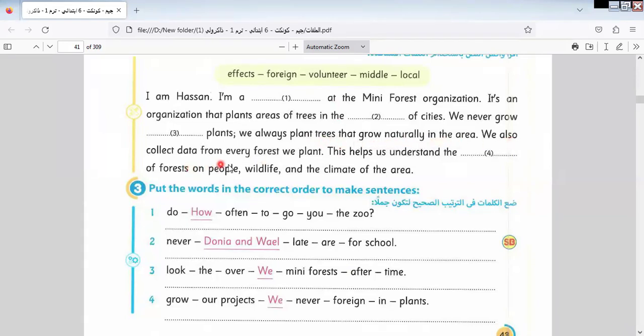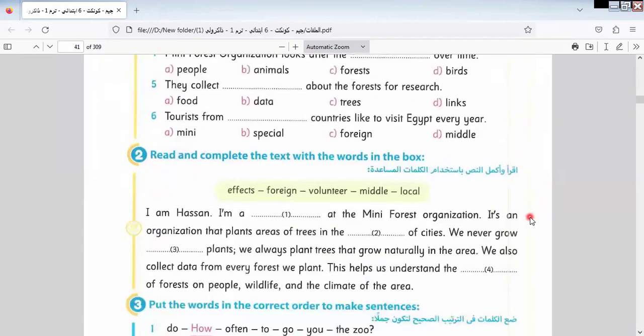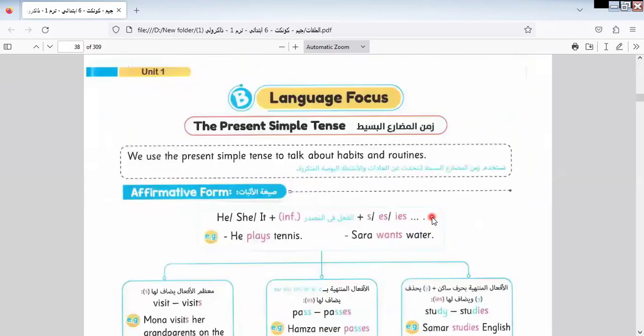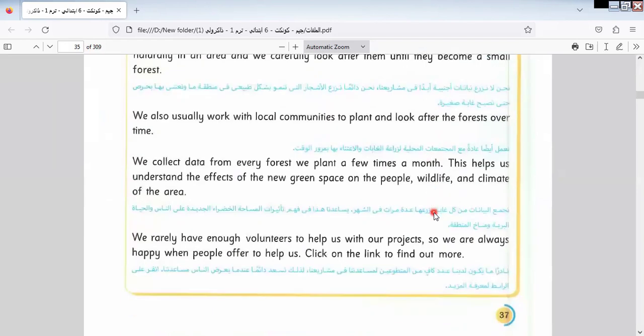We also collect data from every forest we plant. This helps us understand the effects of forests on people, wildlife, and so on. Okay, here we grow local plants, not foreign ones.